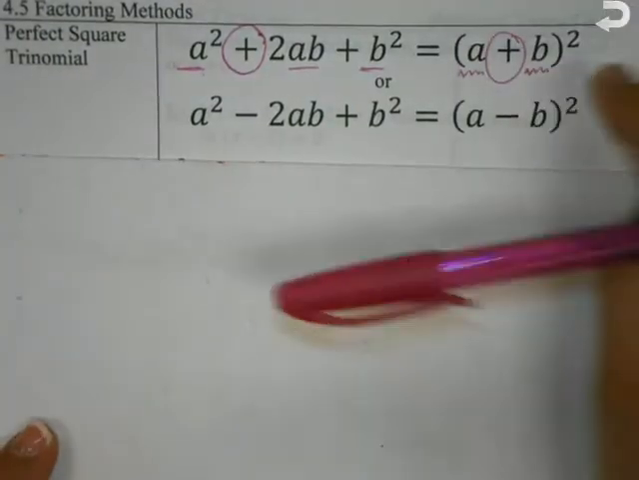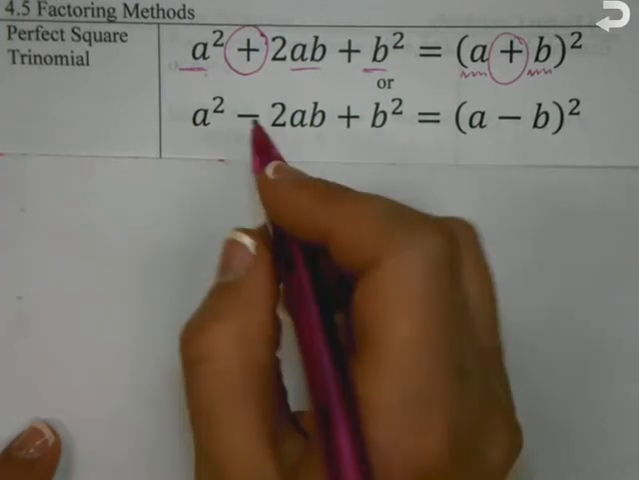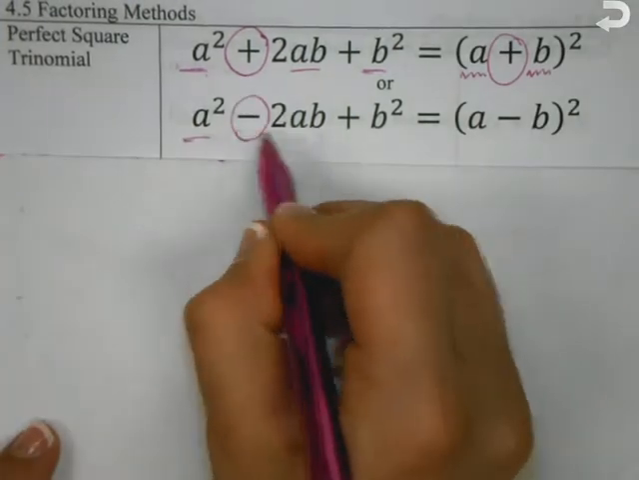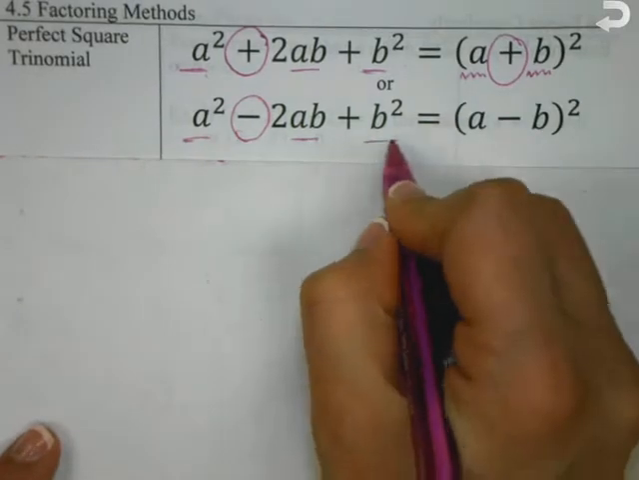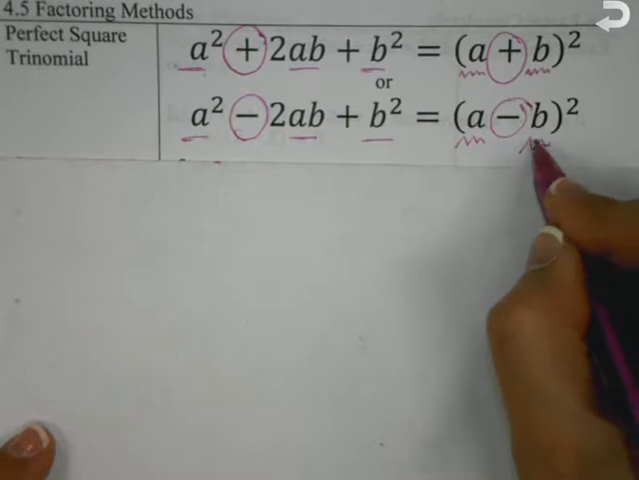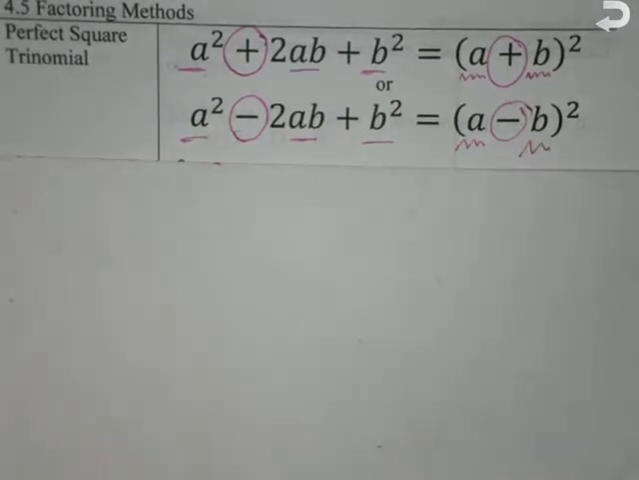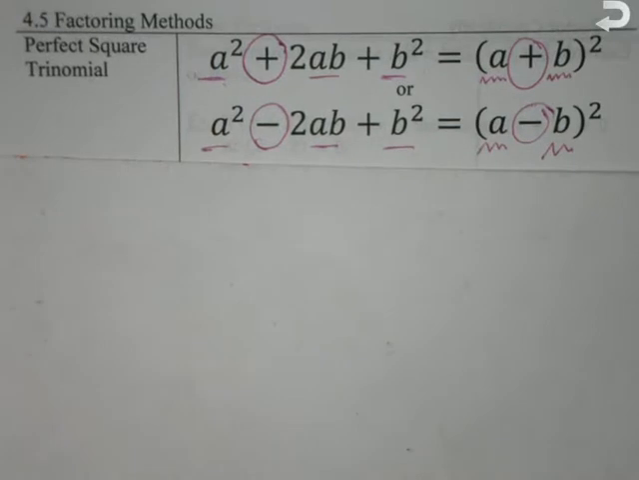We're going to practice this. It also works for subtraction, so we could also have a squared minus 2ab plus b squared, and that's going to give us a minus b, all of that squared. Okay, this is a trick for a specific type of problem. So I'm going to show you what the actual problem looks like, but I want you to write down the rule first.